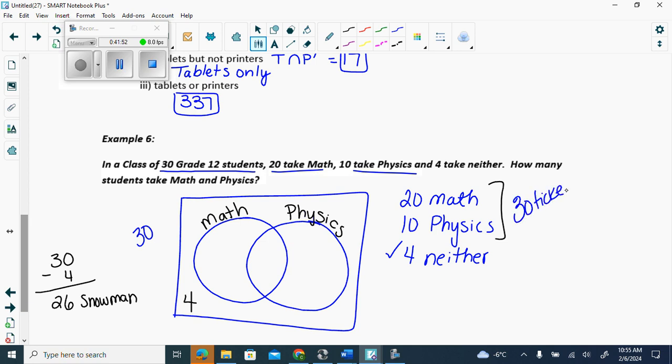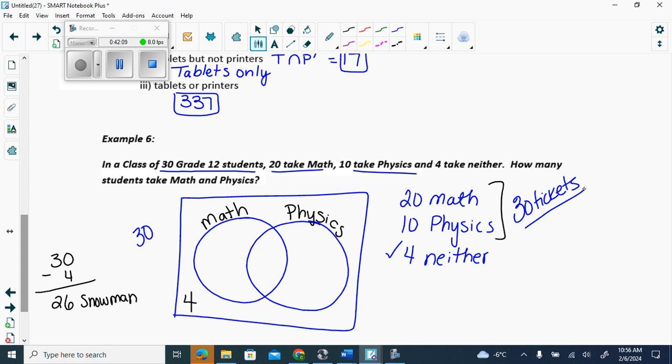Don't write tickets on your diploma. They're going to be like, tickets? What is this person talking about? In my head, I see them as tickets. You can see them as however you want. But if I count up all the tickets, there are 30. But how many students are left for the snowman? There are 26 students left for the snowman.